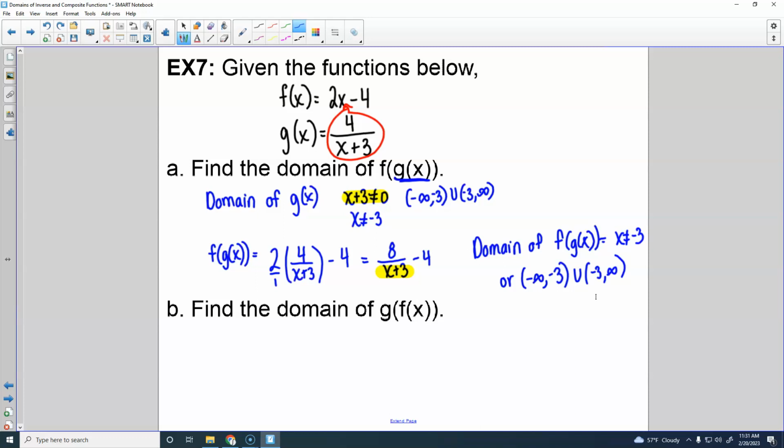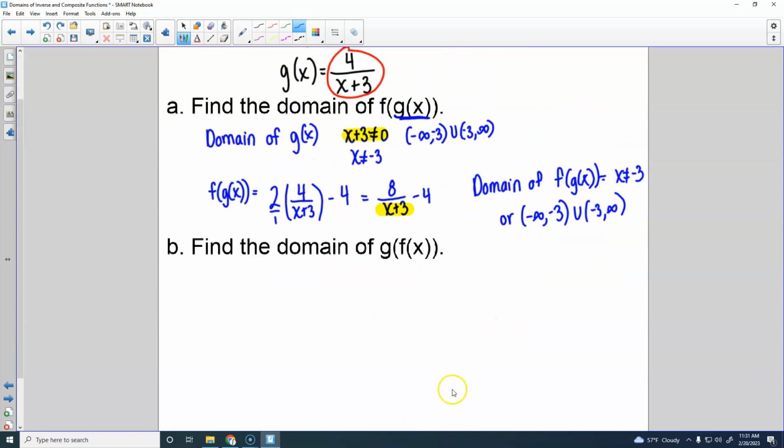All right, questions? All right, it's going to be different. I think it's interesting that these are different, like when they're composed differently. It doesn't seem like it should be the case. It seems like it should just be the same either way. But so this time, if we're doing g of f of x, we're looking at f of x first. What is our domain of f of x?